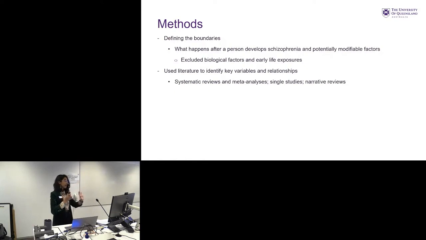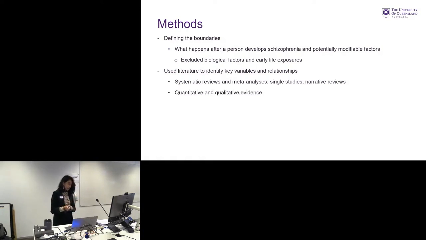First I looked at systematic reviews and meta-analyses to identify well-established relationships. And then I used single studies to dive into more specific variables and relationships, as well as narrative reviews to examine relationships that appear important but where empirical evidence is still lacking.